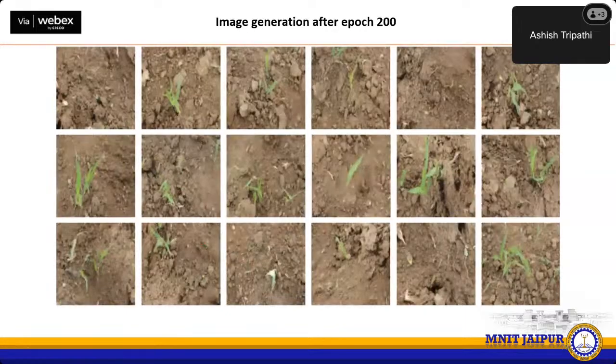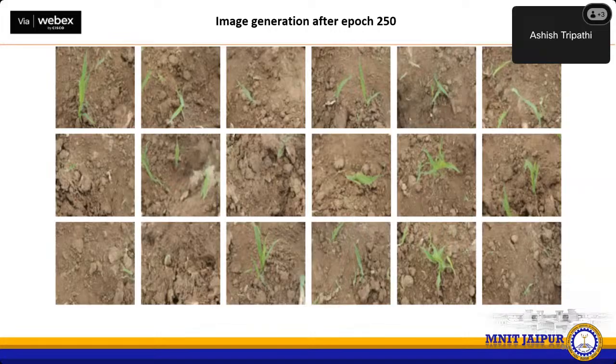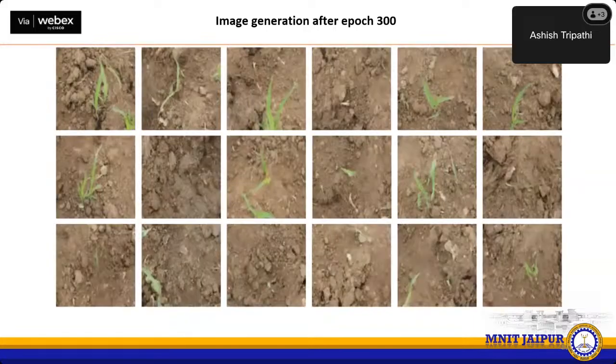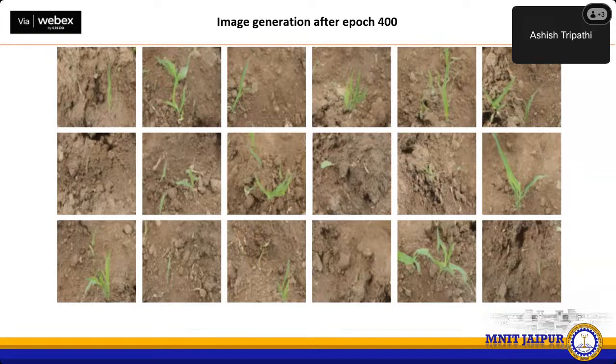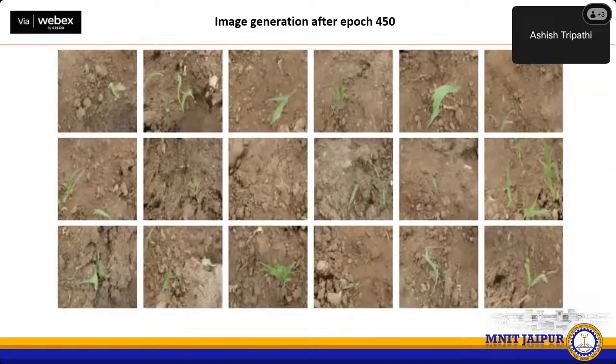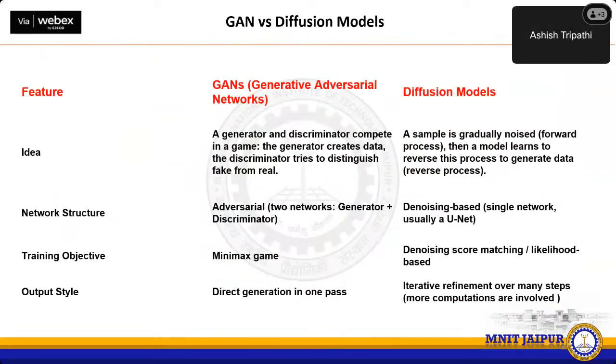At 200, more clarity, less noise. At 250, even more clear images. Yes, even more, even more. After 400 epochs, see the quality of images that has been generated by the diffusion model. Yes, 500, and so on.